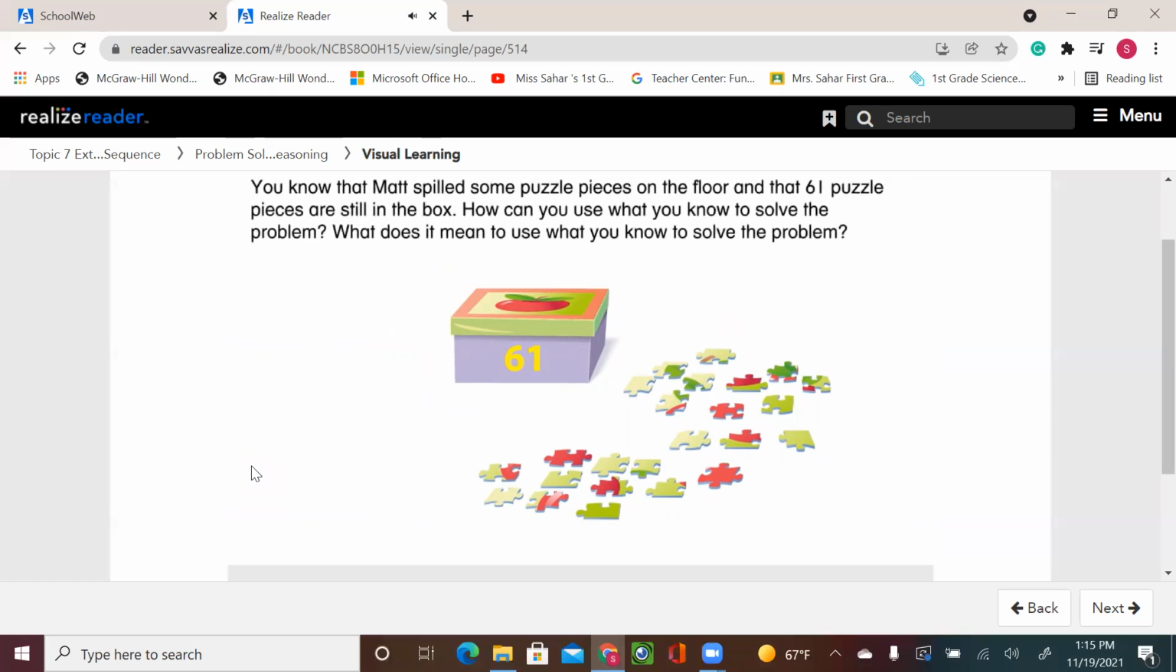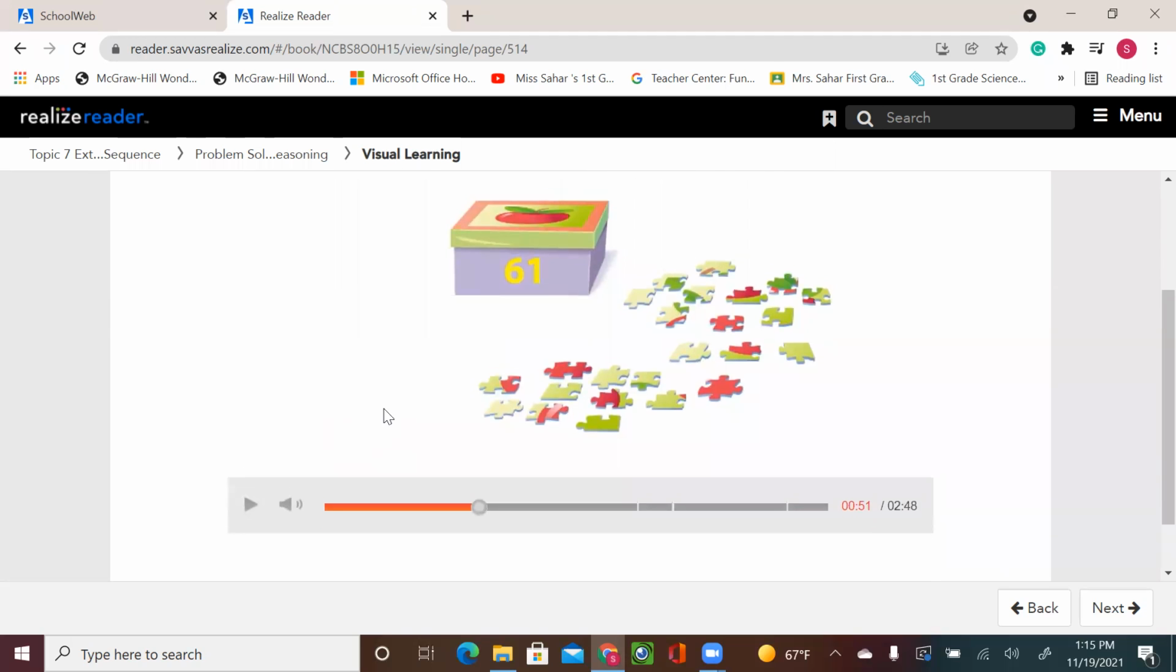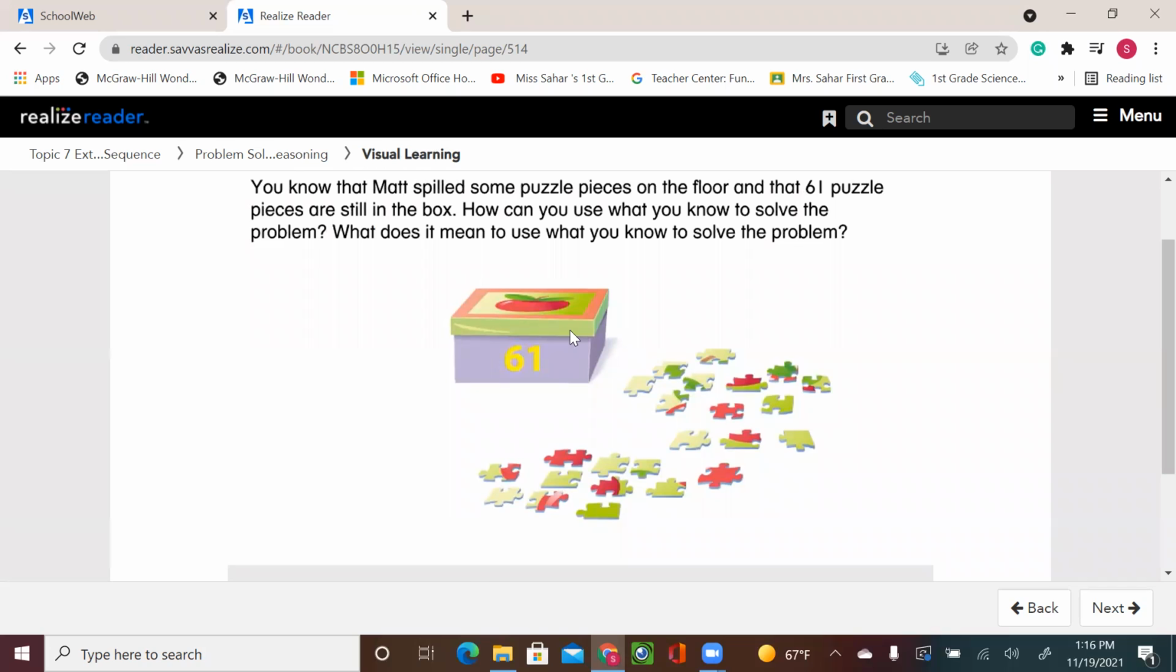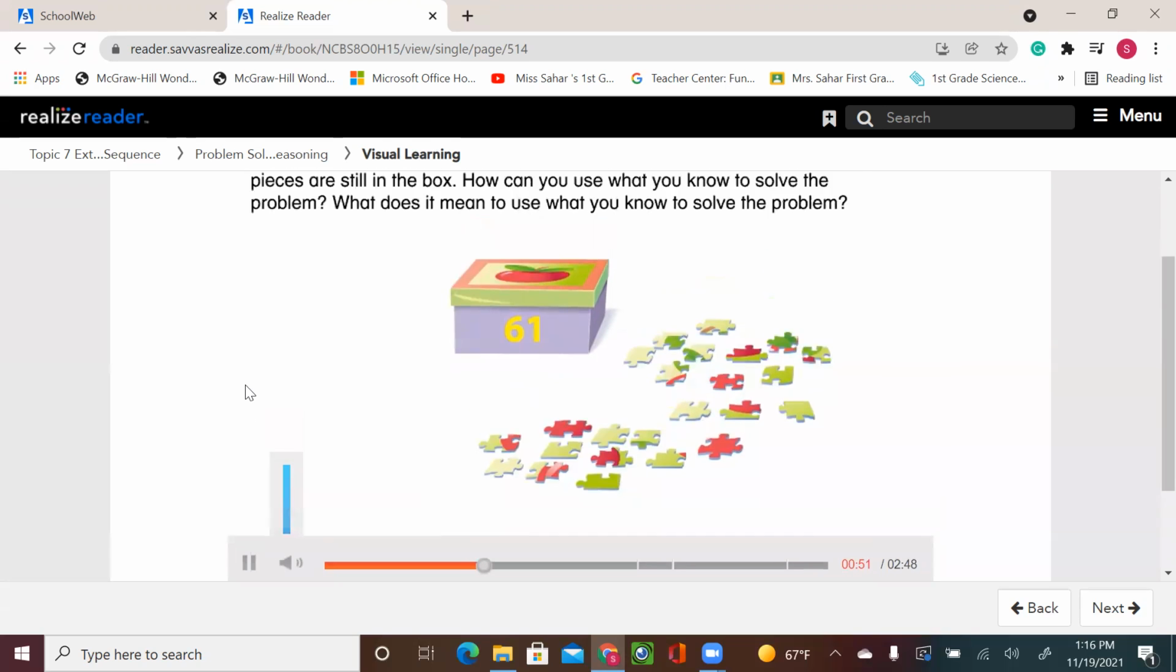You know that Matt spilled some puzzle pieces on the floor and that 61 puzzle pieces are still in the box. How can you use what you know to solve the problem? What does it mean to use what you know to solve the problem? When you have part of the information, that helps you to find the rest of the information so you can solve your problem. So I know that there are 61 pieces of puzzle still in the box, and I know that some spilled on the floor.